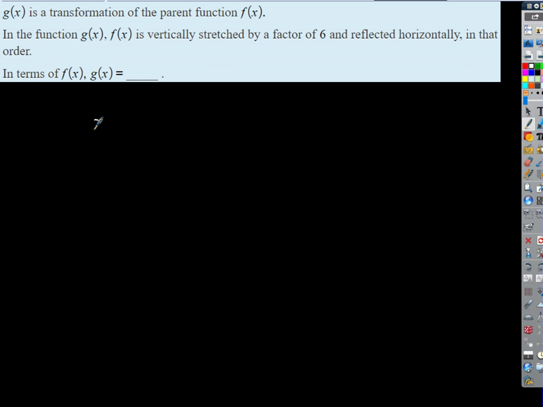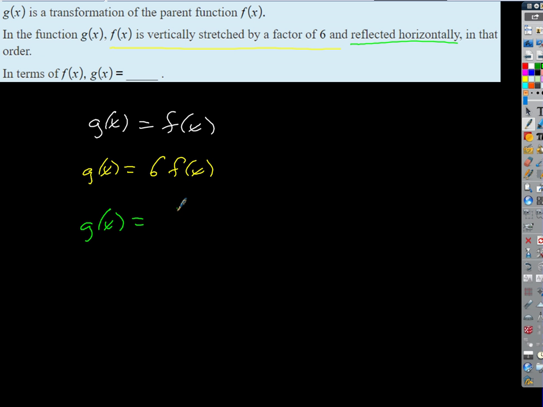Okay? How about this one? Same thing. We're starting off with some function f of x. First step is vertically stretched by a factor of 6. So what's that look like? So outside, good. Then we're going to reflect horizontally. Because we're reflecting horizontally, we've got to multiply over the y-axis, right? So we're going to multiply the x by -1 because we want to trade the x's for their opposites to make that reflection happen.